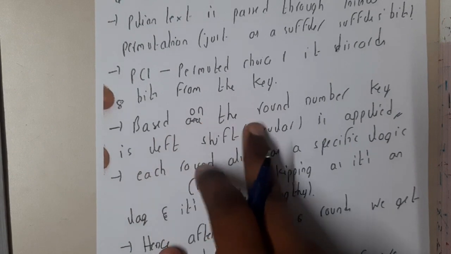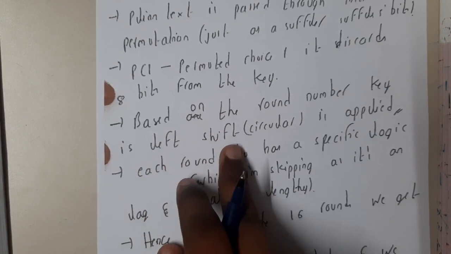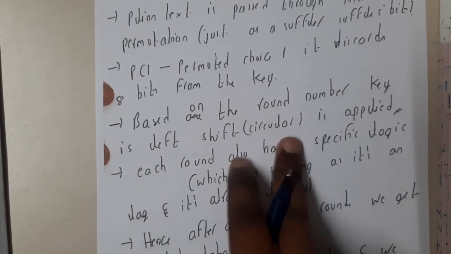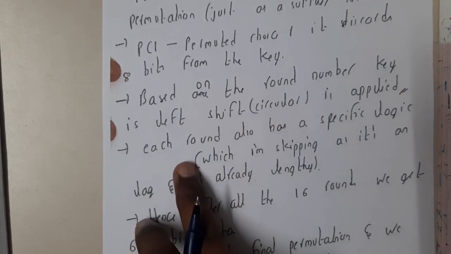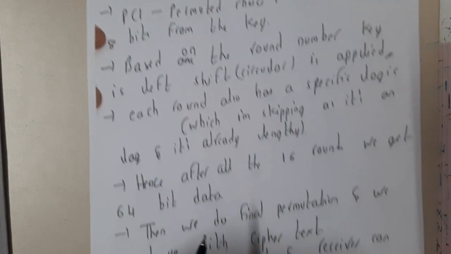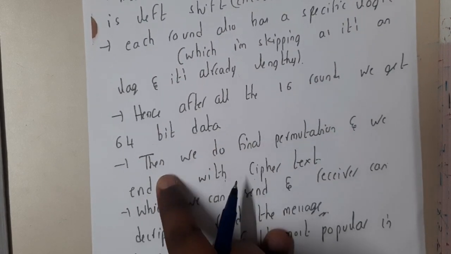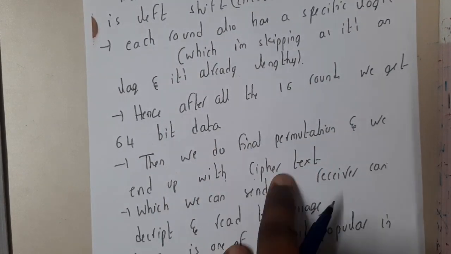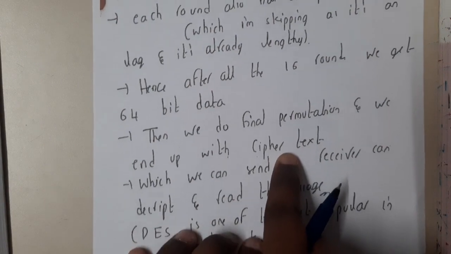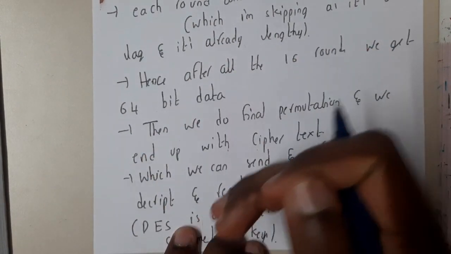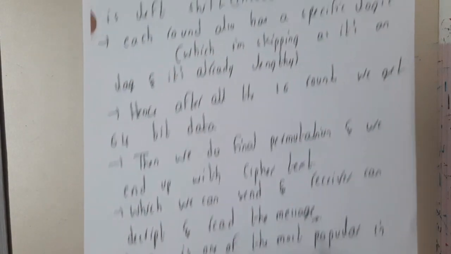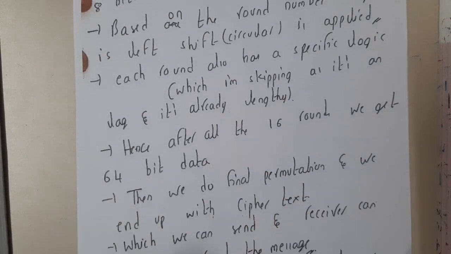Based on the round numbers, the key is circularly left shifted. At each round some specific logic will be there. After all 16 rounds we get the 64-bit data. Then we finally permute it, and hence we conclude it as ciphertext. On the receiver side the exact reverse process will be done, so the same process continues to get the original text.